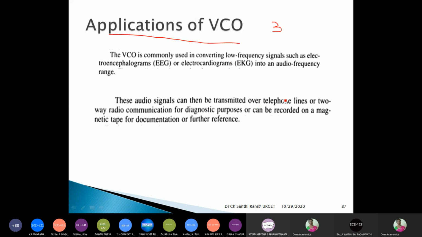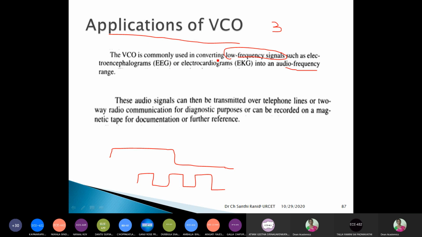Applications of VCO. These VCOs are used in converting very low frequency signals into the audio frequency range. That means if you have a signal with some amplitude and very low frequency, low frequency means the time period is high, 1 by T equal to f. So if you want to convert very low frequency signals into audio frequency, then we have to use this voltage controlled oscillator.